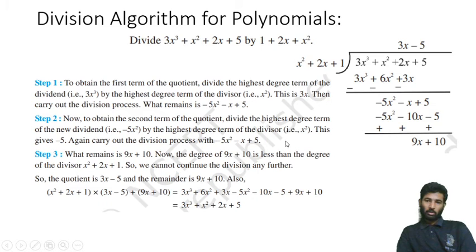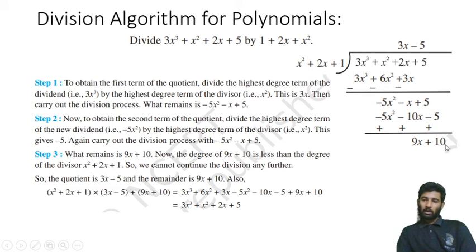Again you have to apply step 2, which is highest degree here and highest degree here. Divide the highest degree here with highest degree here. So when you multiply this value with minus 5, you will get minus 5x square. Again 2x into minus 5 is minus 10x. 1 into minus 5 is minus 5. Again subtract the value, these two get cancelled. The remaining is 9x plus 10. So this 9x plus 10 is remainder.